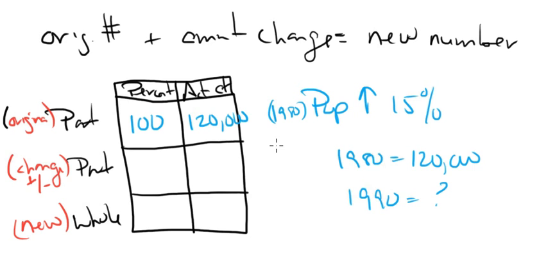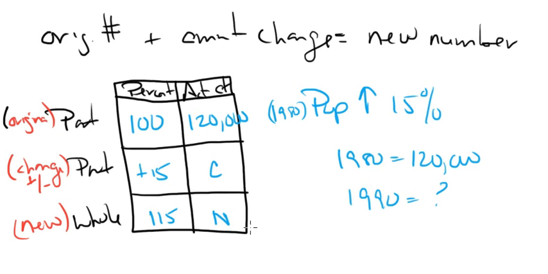And then reading the question, we see that there was an increase of 15%. You understand that? So my change is going to be a positive 15. We don't know what the actual count is yet. Our new, or our whole, is going to be 115% because we're adding the two numbers together. And our new actual count, we don't know either.